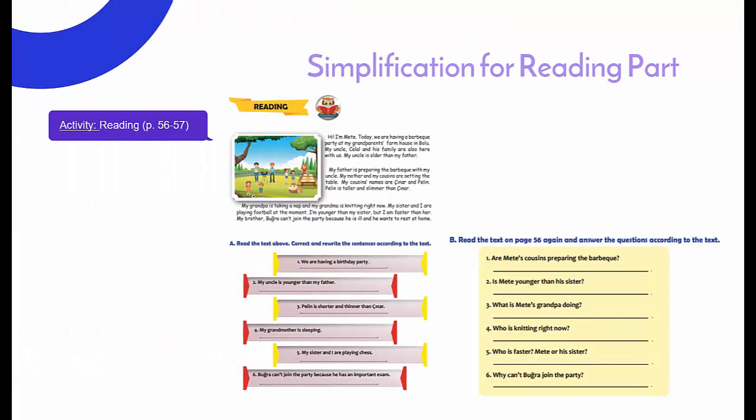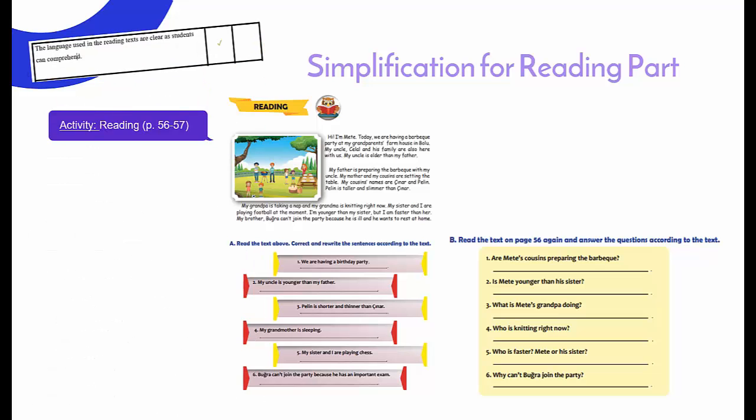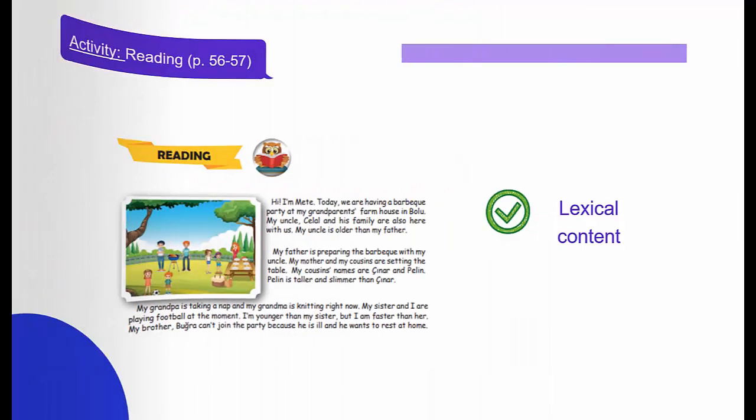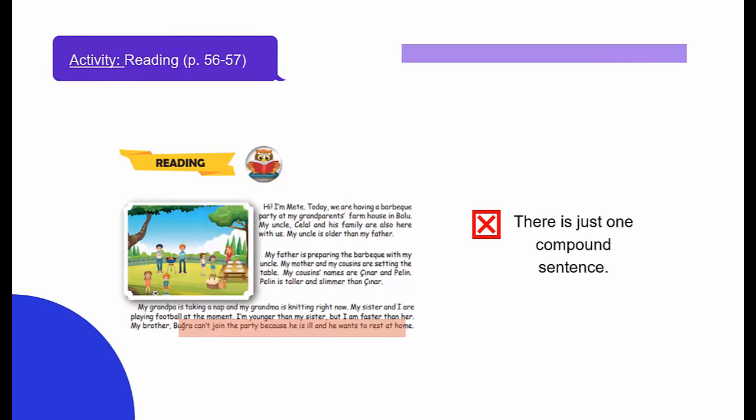Reading texts are the ones on which the simplification techniques are mainly applied, so I will consider this. Actually, we found the language used in the reading text clear enough to comprehend. However, there are a few exceptions that can be edited. When we look closer, grammatical structures are simple enough. Unknown words do not exist. For sentence structure, there's just one compound sentence in the whole reading text.